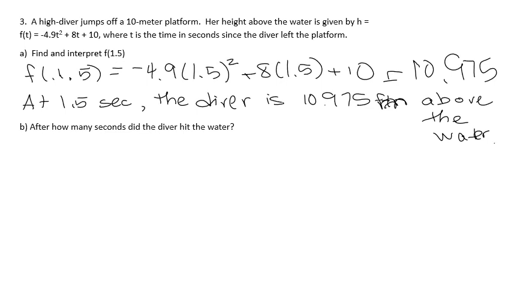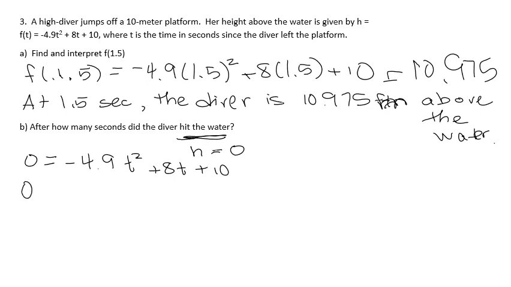After how many seconds did the diver hit the water? So I have to make some interpretation here about hitting the water. So hitting the water means my height is 0. My height above the water is 0. So I need to make that translation and then I can set up my equation. 0 is negative 4.9 t squared plus 8t plus 10. I'm pretty sure that's not going to factor, and I don't want to try to factor with that negative 4.9 anyway. So I'm going to try quadratic formula.